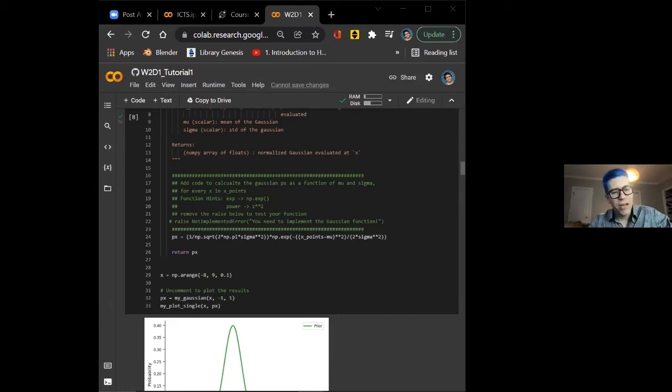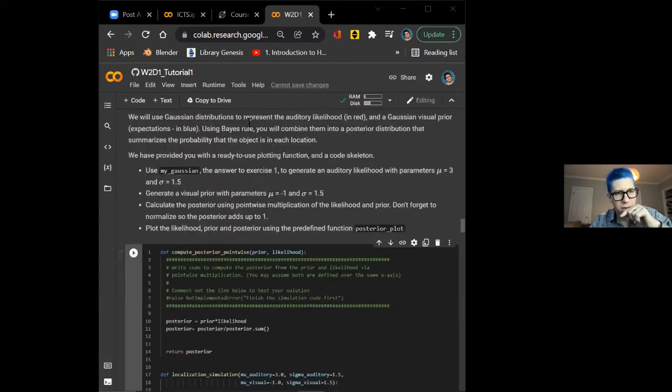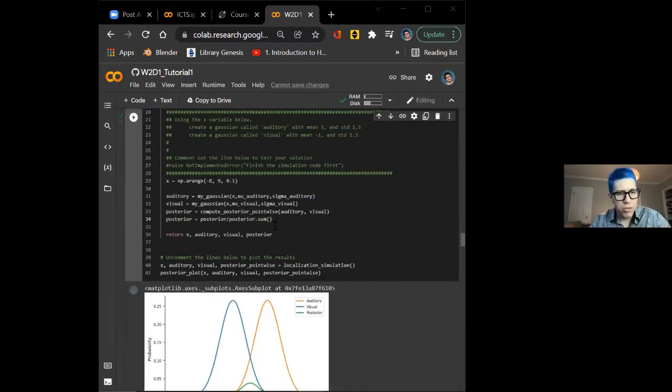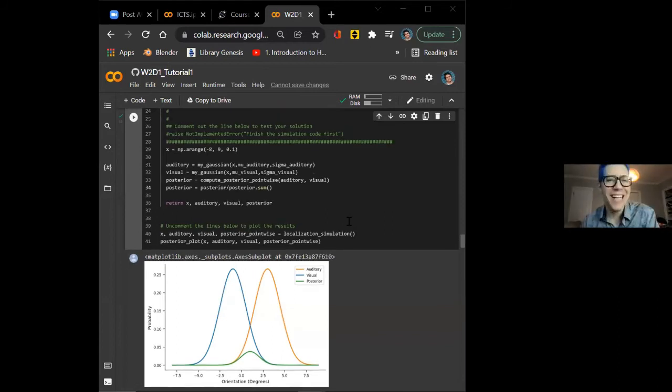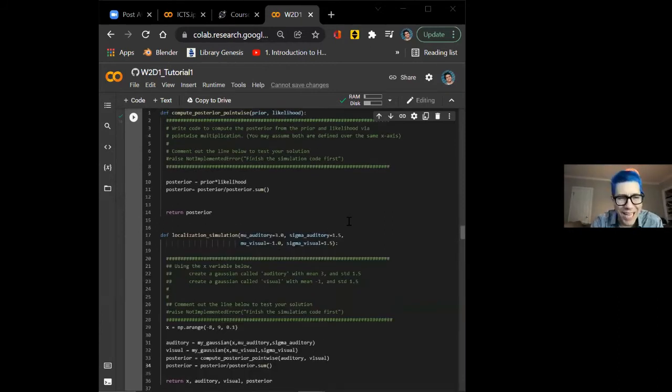Actually, can you go back down? I think I just realized what the problem is. So you're plotting posterior pointwise, but you're calculating, no, let's look at the localization simulator, a simulation. Why is it not working? It looks like you wrote exactly what I wrote.